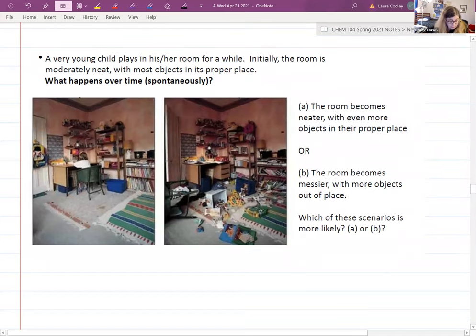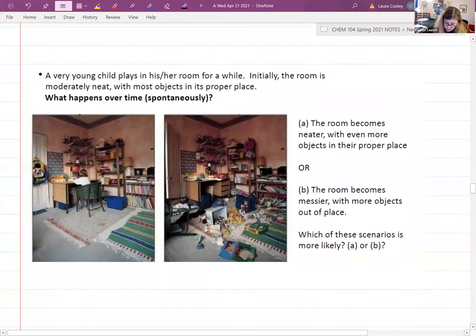Now I give you my favorite example. Okay, this is my favorite example. A very young child plays in, actually, this doesn't look like it's the very young child's room. I'm talking about a really young child, like maybe a 2 or 3 year old. You know, a child that doesn't yet know that he or she should clean up their room, okay? This looks like an older sibling's room, okay? Because it's got a desk and all these books and stuff, and two-year-olds don't read that.